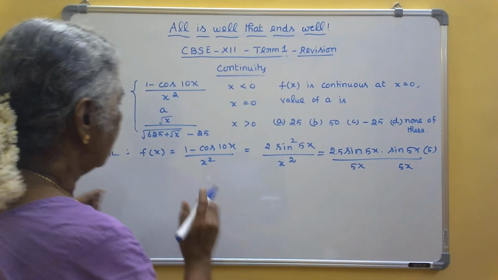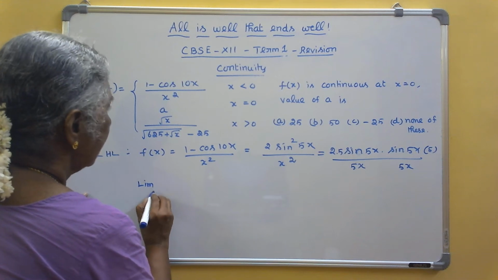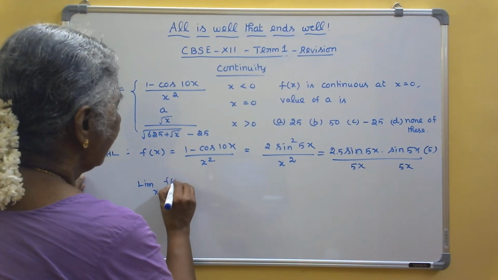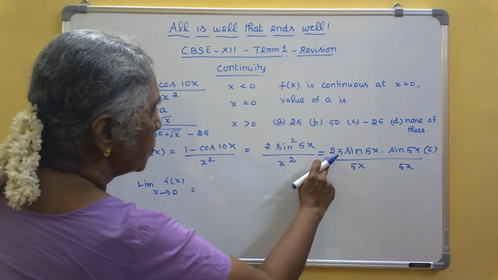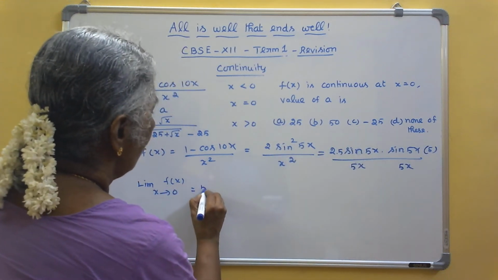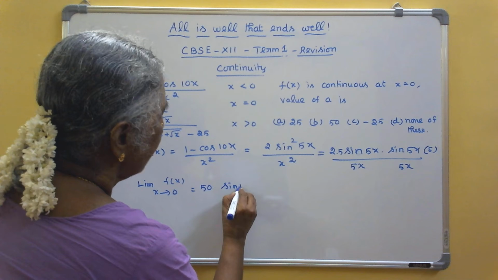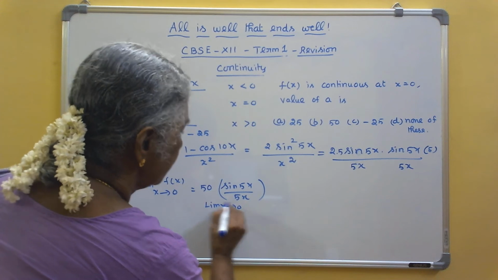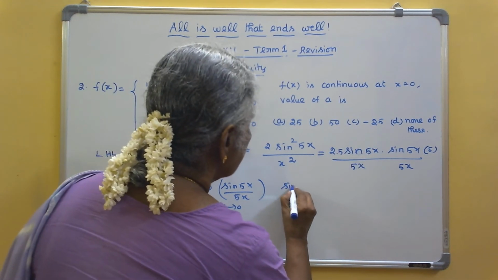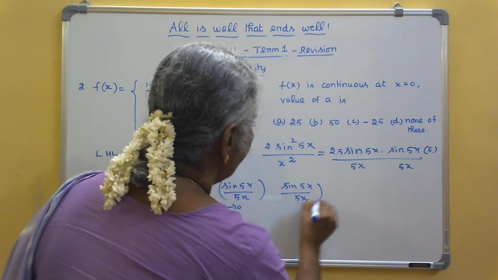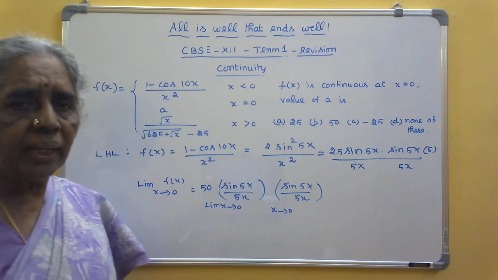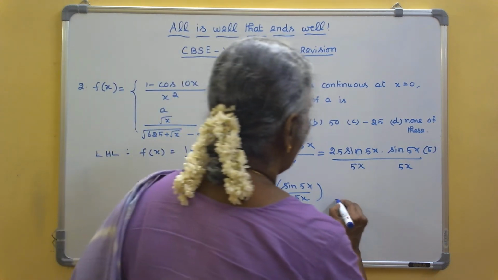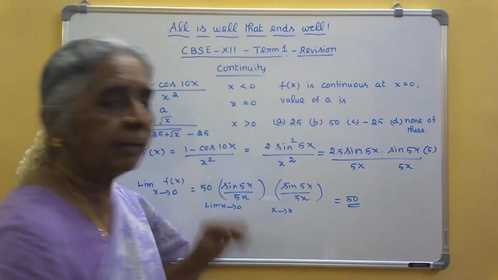Okay. Now, let me write limit x tends to 0. Naturally, 5x will tend to 0. F of x, I will write it like this is 2 into 5, there 1 5. So I get now 50 into sine 5x by 5x, limit x tending to 0. Then you have another sine 5x by 5x, x tending to 0. Okay, this is also 1 and that is also 1. So this is 50 here. So 50 into 1. So you will get 50 and that is your LHL.